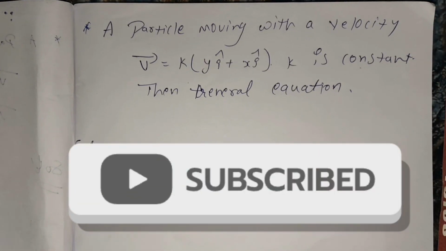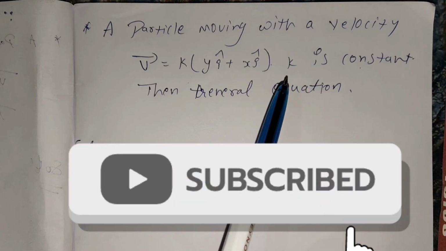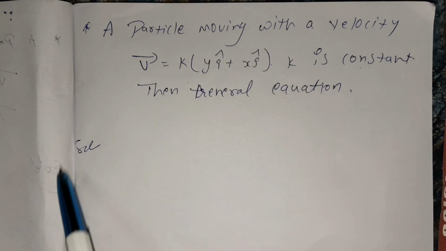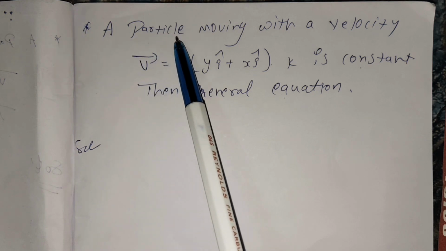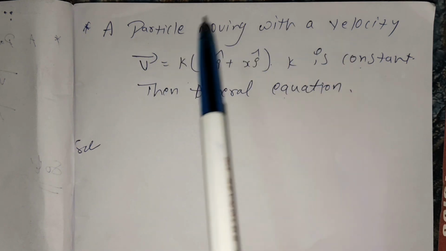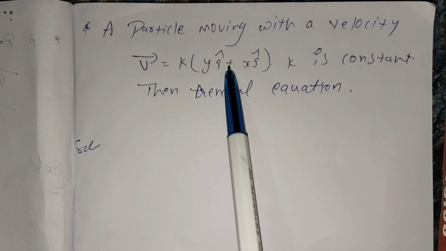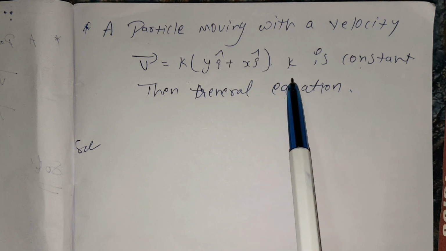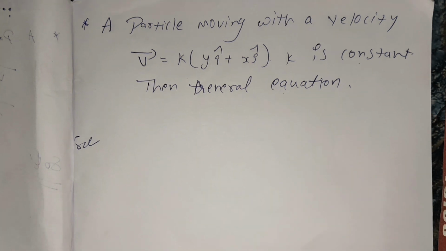This is the most important question of the JEE Mains previous year questions. Someone asked me to explain this question. Once you check it: a particle moving with a velocity v bar is equal to k into (y i cap plus x j cap). Here k is constant. Then what is the general equation of this condition? So let's go and watch it.